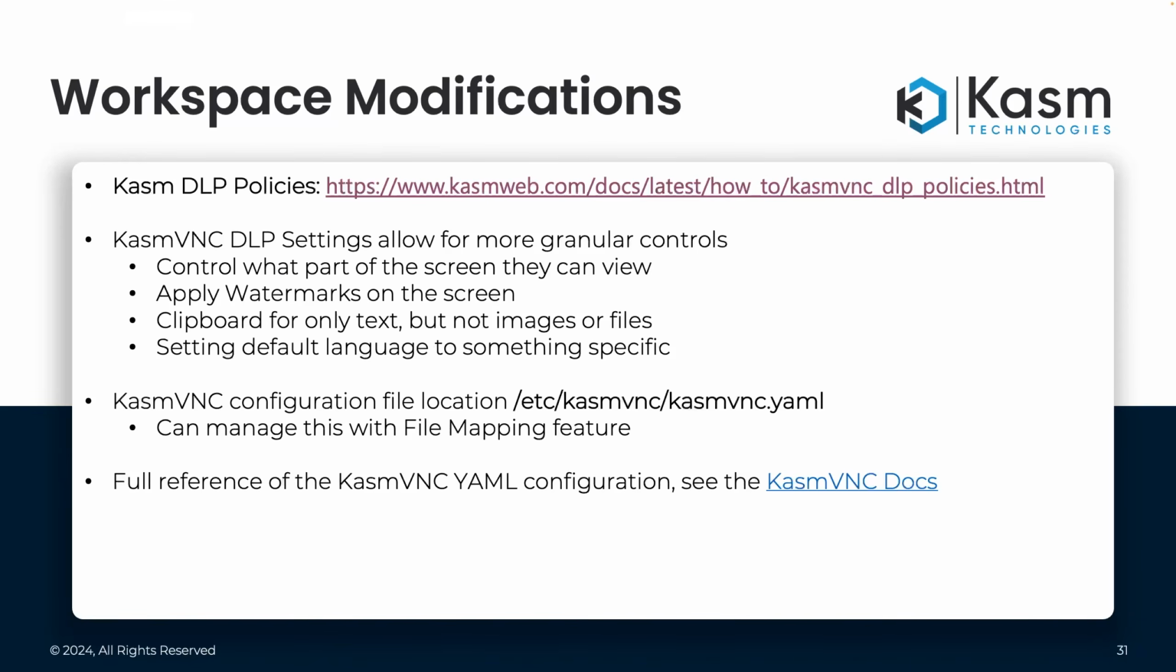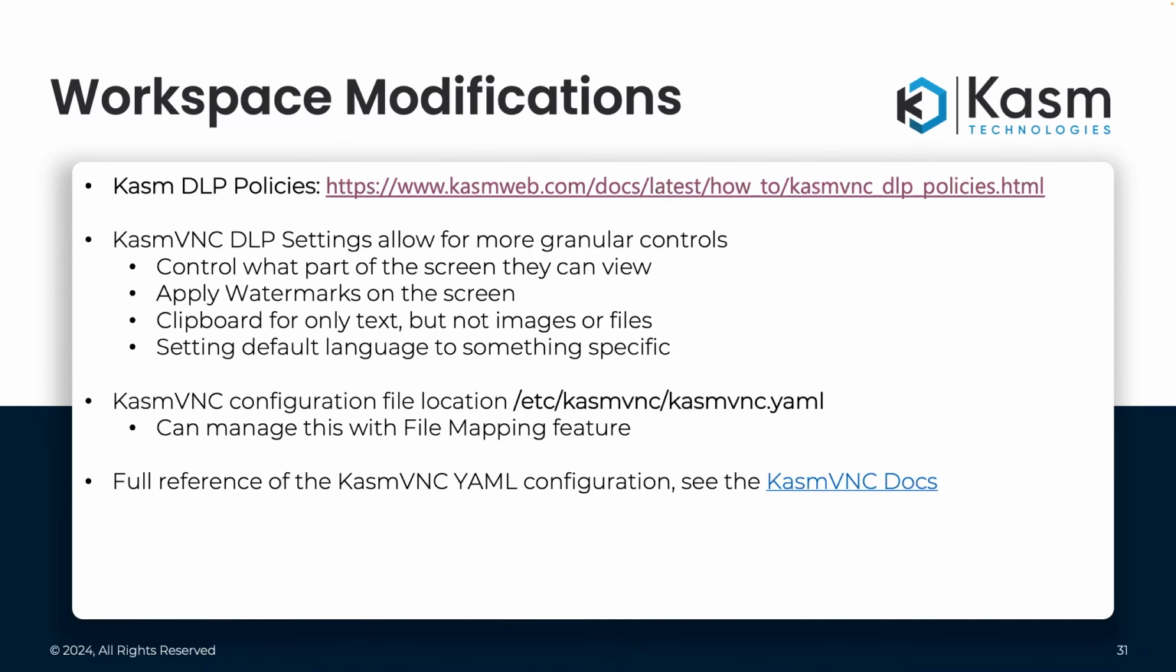Our Kasm VNC DLP settings allow you for more granular controls outside of all the out of the box control panel settings that we have covered previously. So you'll be able to control, as an example, what's visible on the screen, so what parts of the screen they can actually view. You can apply watermarks across the entire screen. More granular control over your clipboard, so only allow clipboard to pass text, but not allow it to do any images or files. And then as well as setting default language to something specific that you want.